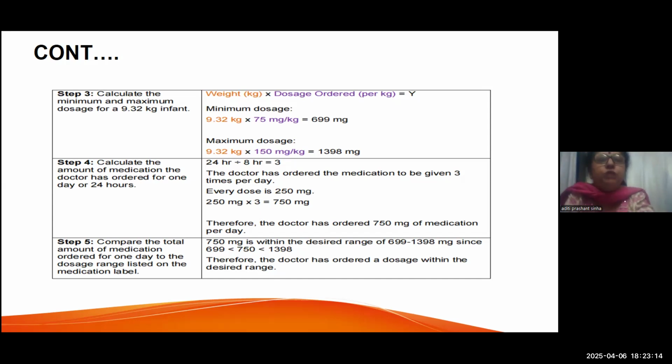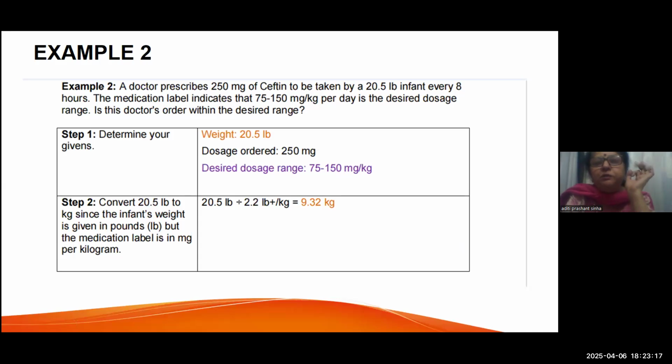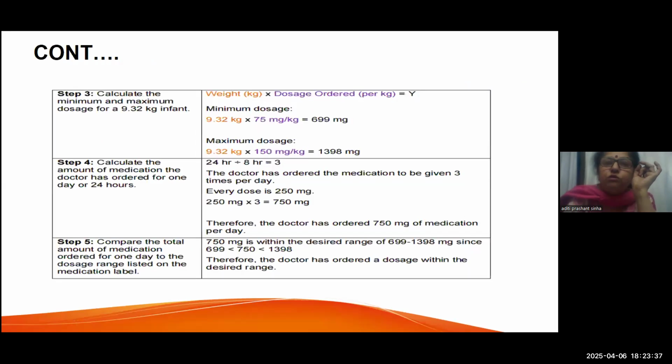I will again redo it for you. Here you were supposed to give the prescribed medicine of 250 mg, but the twist was, the weight you calculated was 9.3 kg. The twist was that the medication label indicates 75 to 150 milligram per kg per day. So 75 is the minimum dose and 150 is the maximum dose. So we did it for 75, the minimum dose: 9.32 into 75, 699. And the maximum dose is 1398 milligram.